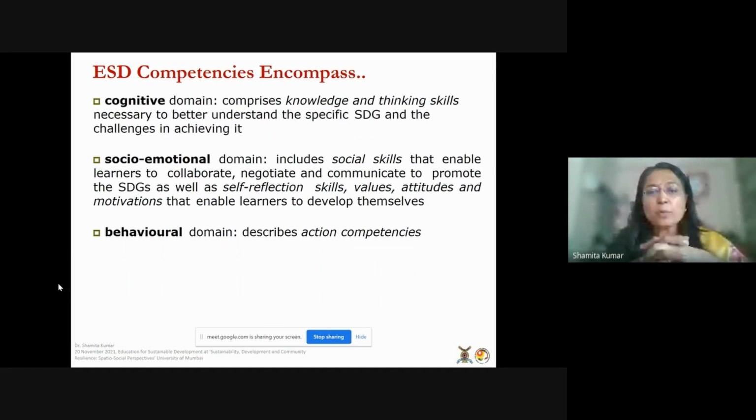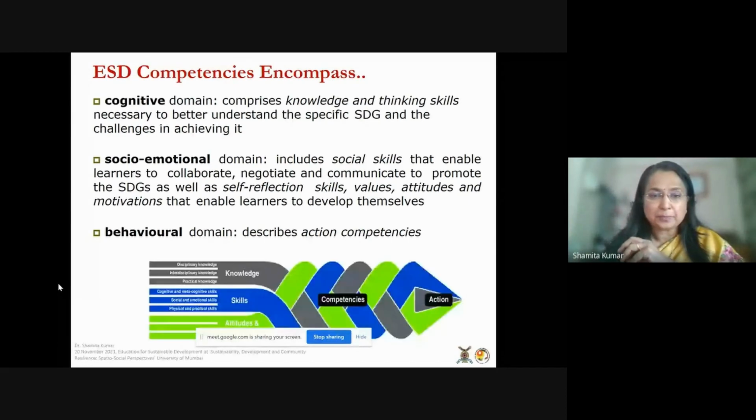So I also spoke about these three domains which are important. And very often at university level, we focus on the cognitive domain. It's this knowledge, that's knowledge and exams, that's what's really important. But not on the socio-emotional or the behavioral domain. But I think if the curriculum is very conscious about bringing this in, this will go a very long way in achieving ESD in its true sense.